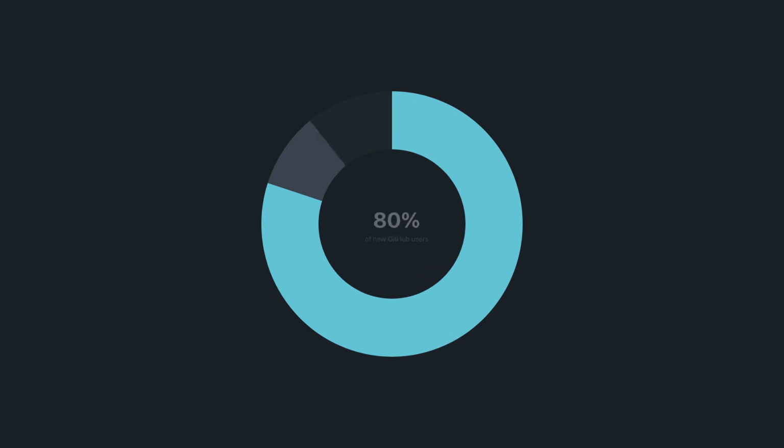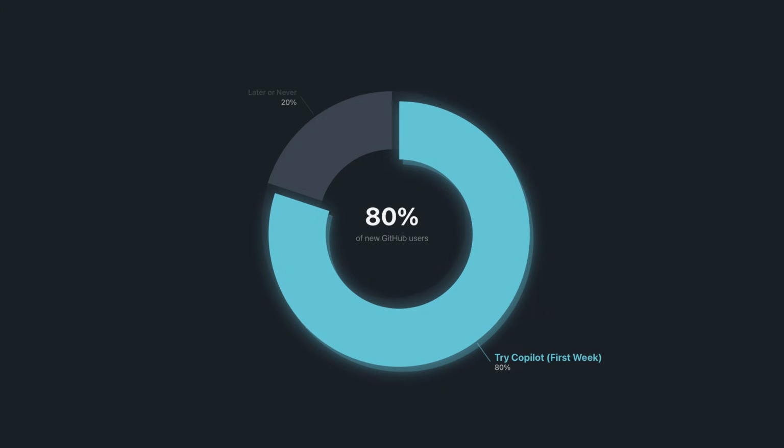The shift is also visible in how new developers are entering the field. Roughly 80% of new GitHub users try Copilot within their first week on the platform. AI-assisted development is becoming the baseline experience, rather than something developers adopt later in their careers.